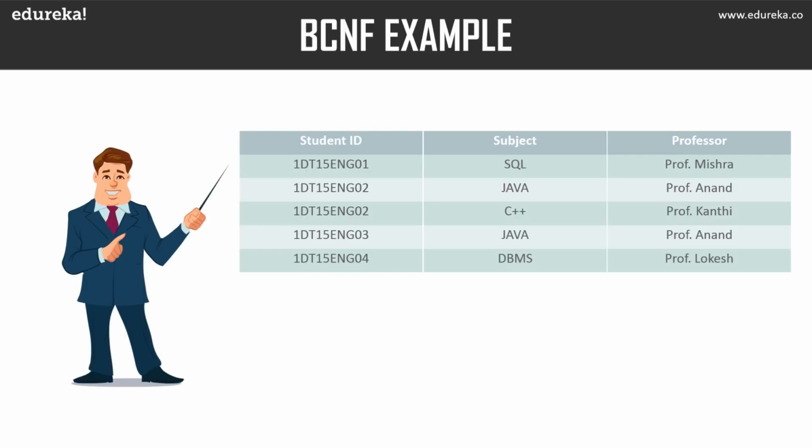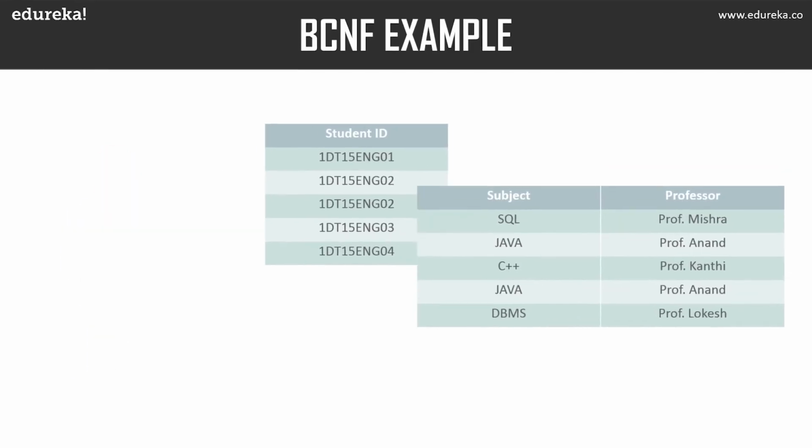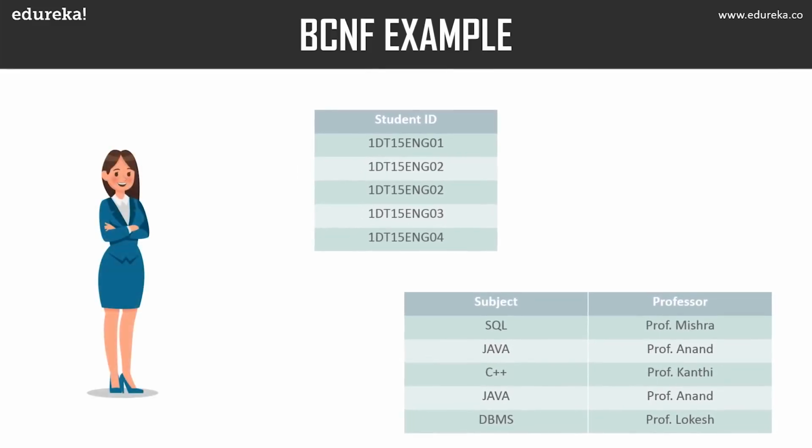In this table, all the normal forms are satisfied except Boyce-Codd normal form. Why? As you can see, student ID and subject form the primary key, which means that the subject column is a prime attribute. But there is one more dependency, that is, professor is depending on subject. And while subject is a prime attribute, professor is a non-prime attribute, which is not allowed by Boyce-Codd normal form.